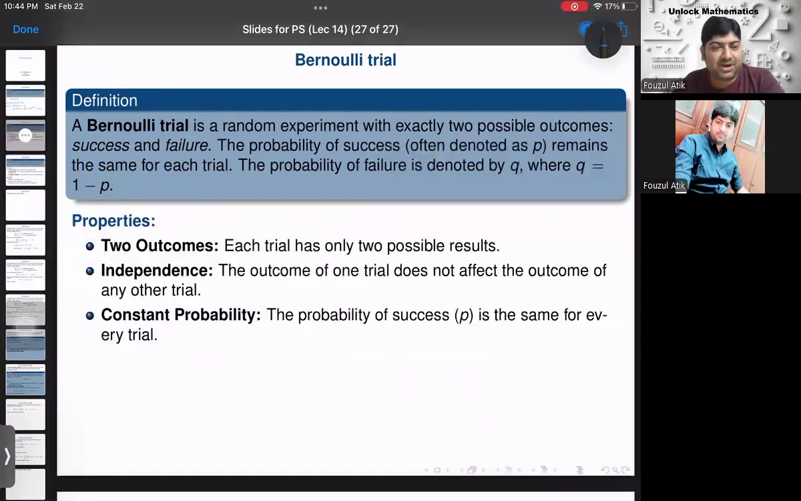Now, what are the properties of it? Each trial has only two possible results, one is success, another one is failure. Again, the outcome of one trial does not affect the outcome of any other trial. So they are independent. The outcome of the previous trial is not affecting the outcome of the next trial. Next, because you are doing this experiment multiple times, the probability of success p is the same for every trial. So these are a few properties of the Bernoulli trial.